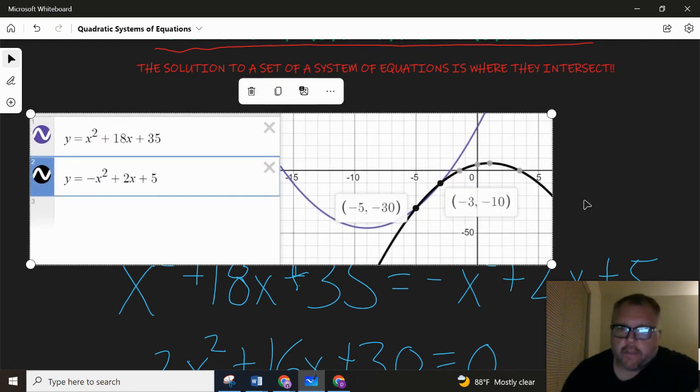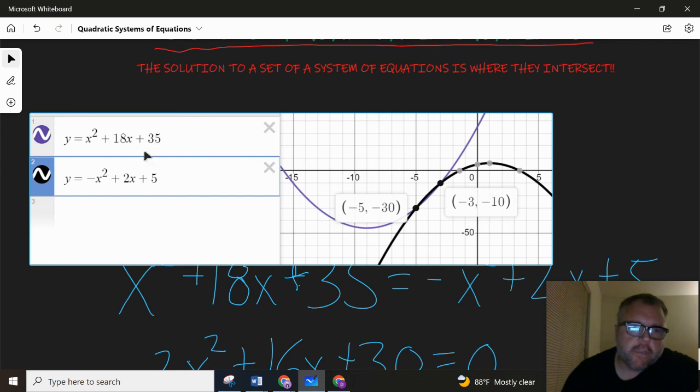Let's go ahead and take a look at the graph here, courtesy of Desmos. Plugging in, these two parabolas intersect right here. That about covers it. Very, very cool topic.